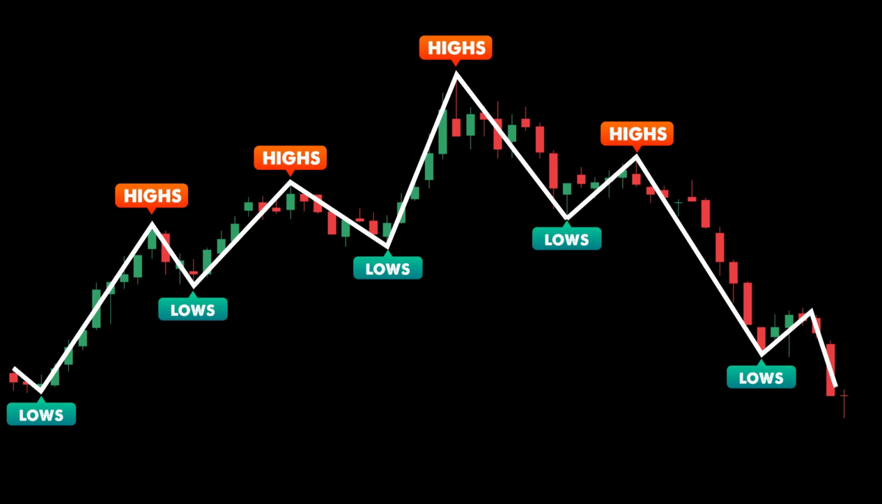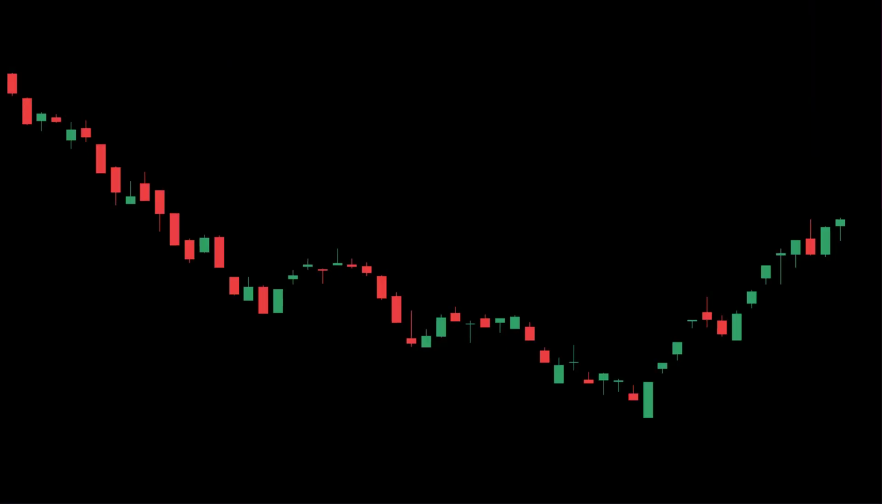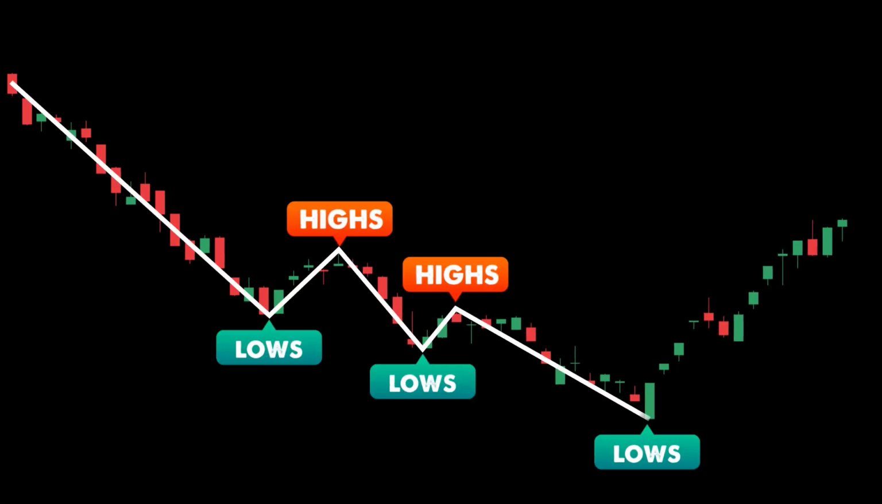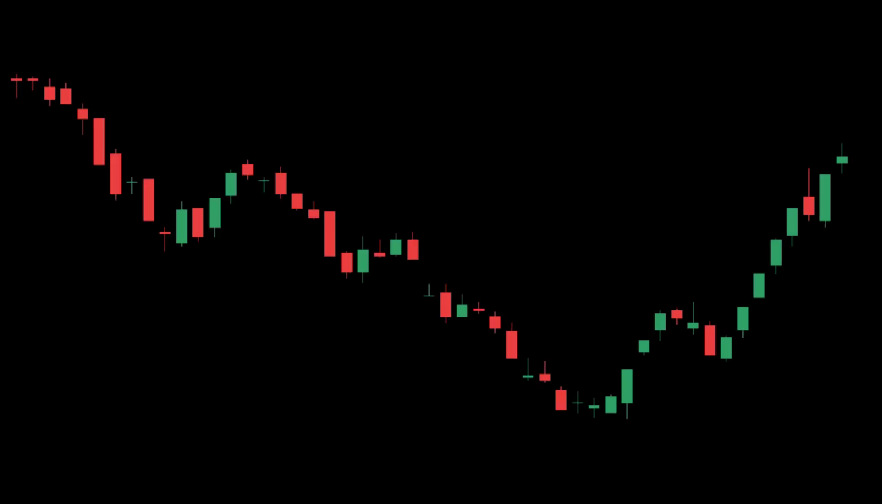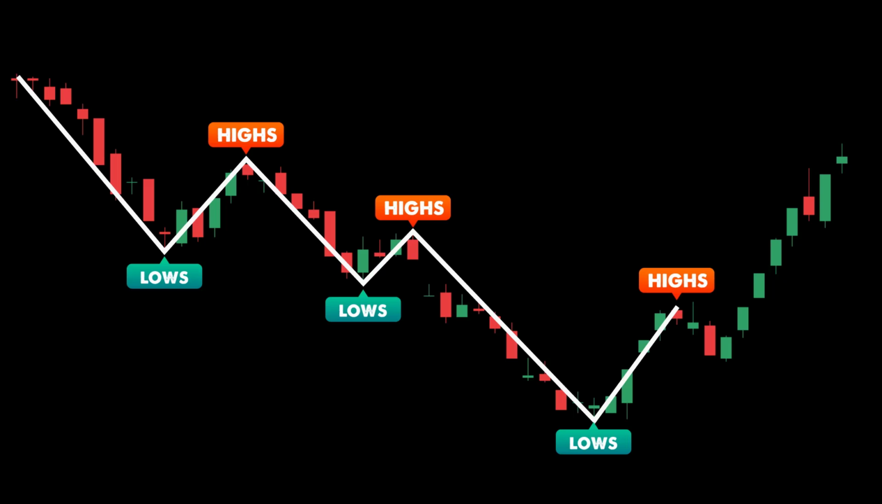In a downtrend, there are also 2 ways a reversal pattern can develop. First, the market is in a downtrend, consistently making lower lows and lower highs. When a rebound creates a new high that's higher than the previous high, it signals a potential trend reversal in a downtrend. Second, the market remains in a downtrend with lower highs and lower lows. A reversal pattern forms when the price makes a higher low, followed by a higher high.